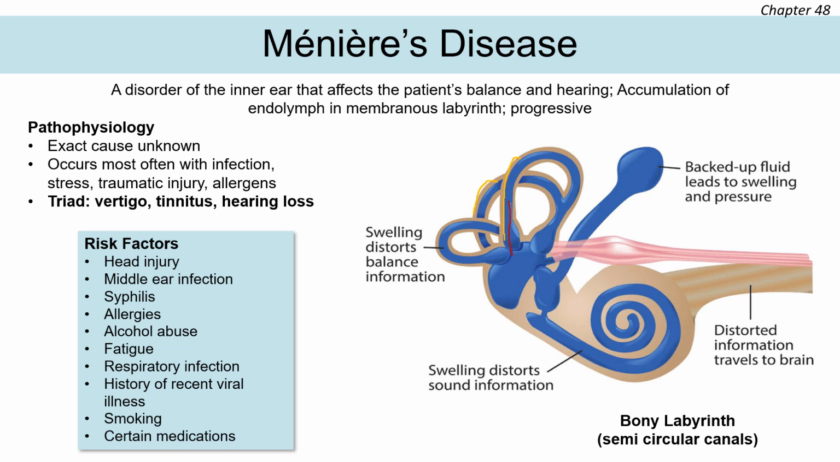But with Meniere's disease, there is too much endolymph. So this blue tube bulges with endolymph, and it's going to distort information to the brain. And sometimes it bulges so much that it bursts, and then this fluid will mix with the perilymph. And during that time, the brain thinks we're moving, we're not moving, and it results in these episodes of vertigo, tinnitus, and hearing loss, which is the triad of clinical manifestations for Meniere's disease.